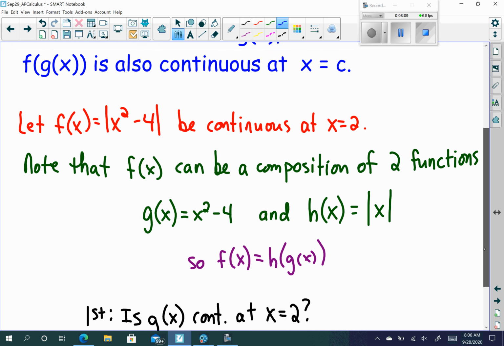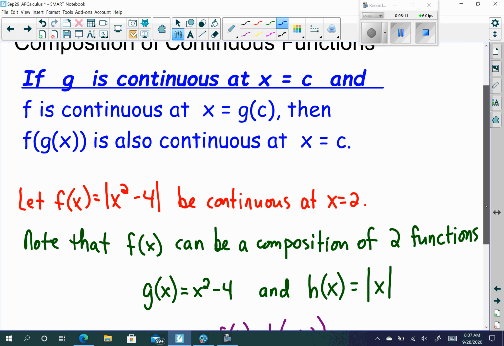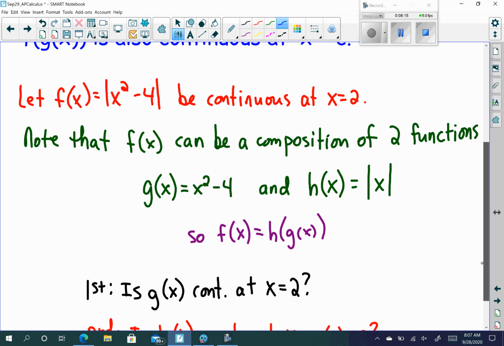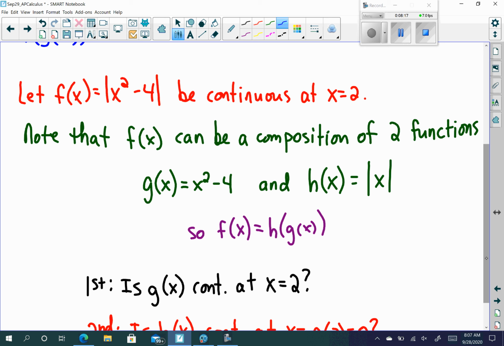So I want to go through a couple questions. Going back up to the very top, if g is continuous at x equals c, well, in this case, it's x equals 2. So is g of x, so I'm going right back up here to x squared minus 4, continuous at x equals 2? Well, yes, because g of x is a parabola, it's continuous everywhere.